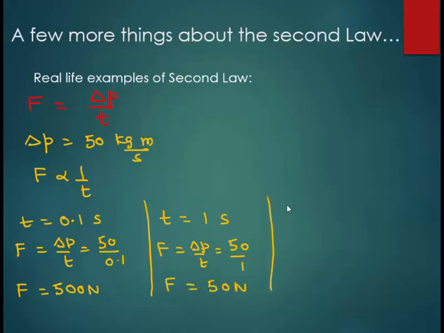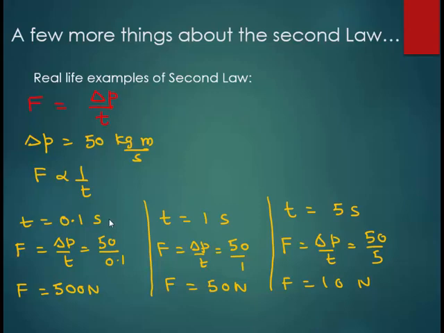Let's take one more value. T is equal to, let us say, 5 seconds. That means this change in momentum is occurring over a period of 5 seconds. In the earlier case, it was occurring over a period of 1 second. So the change in momentum is occurring slowly because it is taking 5 seconds for that change to happen. So F will again be delta P by delta T, 50 over 5, and that will give me a value of F as 10 Newton. So we can very clearly see that as time is increasing, the force is decreasing.